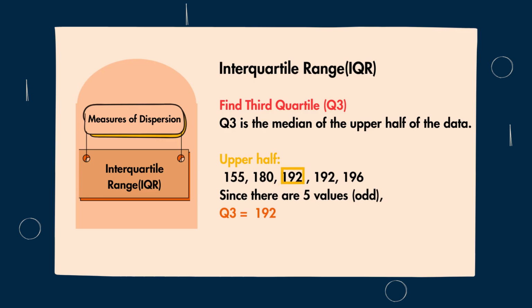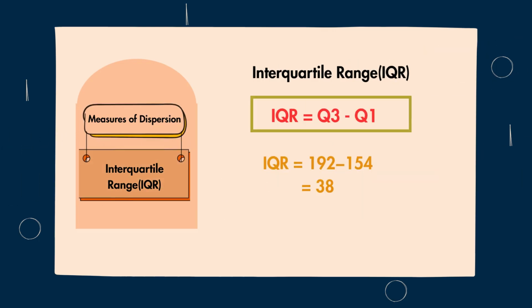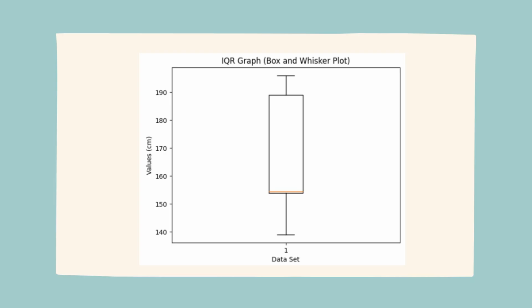Next, for Q3, we take the upper half, 155, 180, 192, 192, and 196. Again, with 5 values, the middle value is 192, so Q3 equals 192. Finally, we calculate IQR using the formula Q3 minus Q1, so 192 minus 154 equals 38, which represents the spread of the middle 50% of the data.